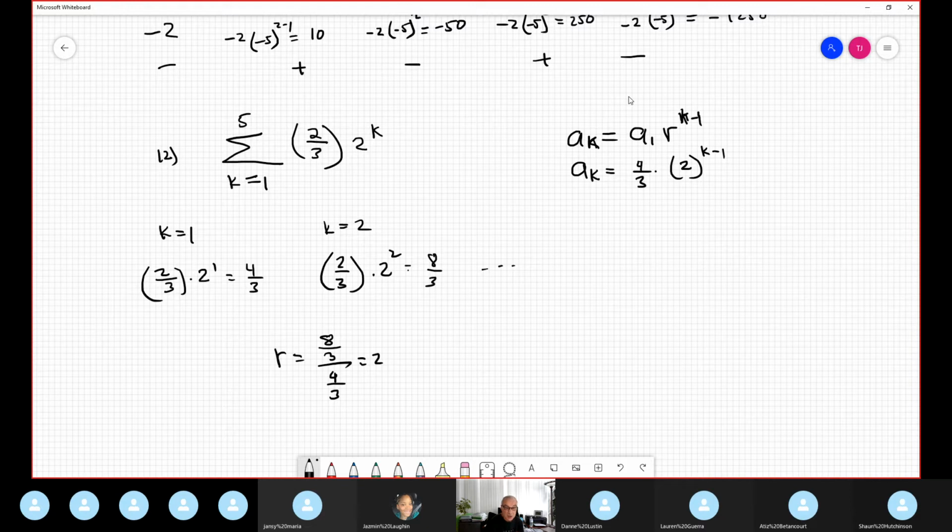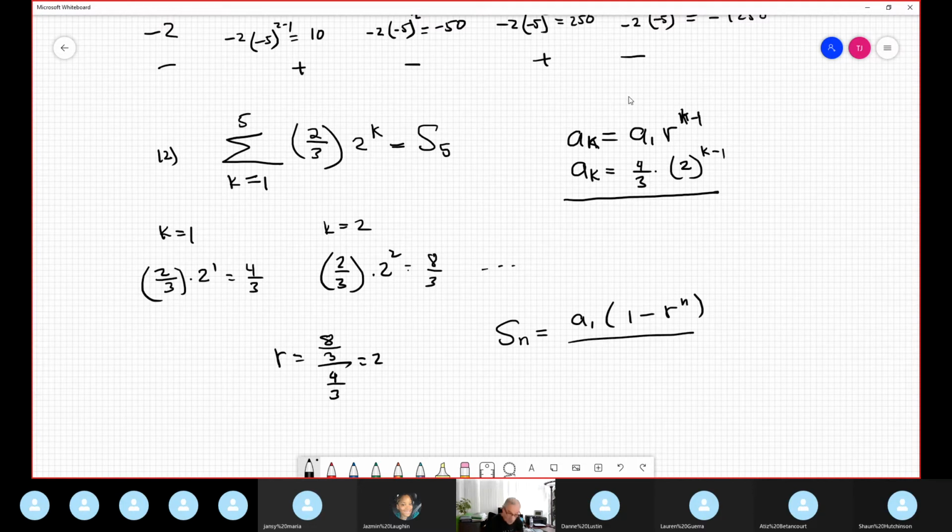However, they want the summation. The summation is the sum of the first 5 elements in this sequence. And we have a formula for this. The formula is, the S sub n in a geometric sequence is A1 times parenthesis 1 minus r to the n, divided by 1 minus r. This is my general formula, but in our particular example, I want to find S5.